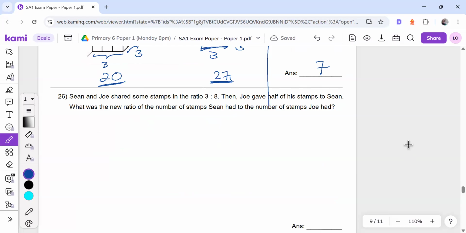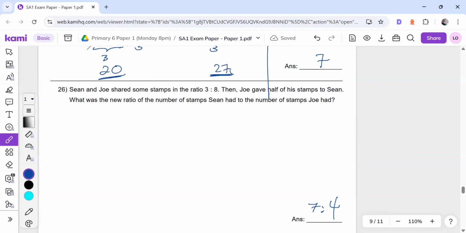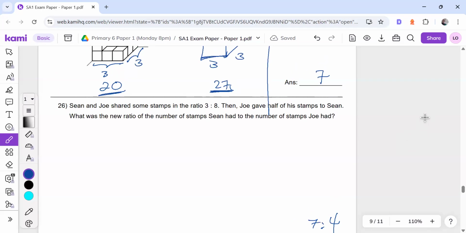Question 26. Now, question 26, 7 is to 4. Did anyone have a mistake? This one should be quite easy as well. But I'm going to show those of you who are new here, who didn't come from my lesson. For those who are in my lesson, you can draw the model for this. But remember the table method? If this is a before and after problem, then we can use the table method. How do you know it's a before and after?